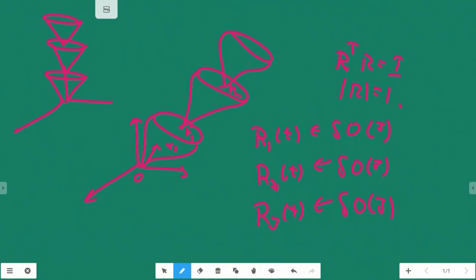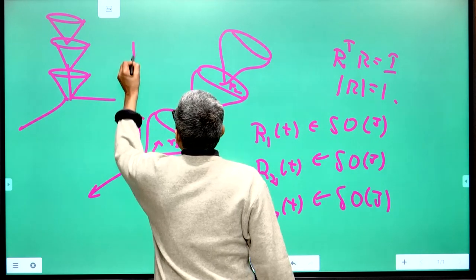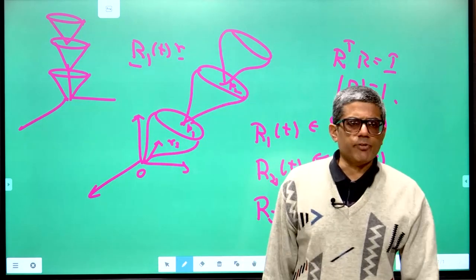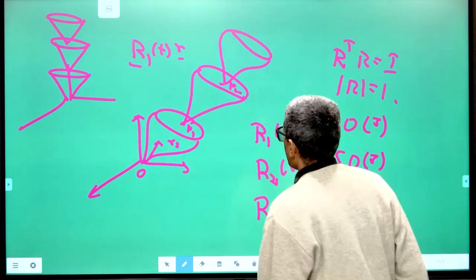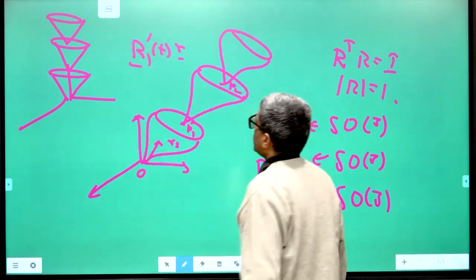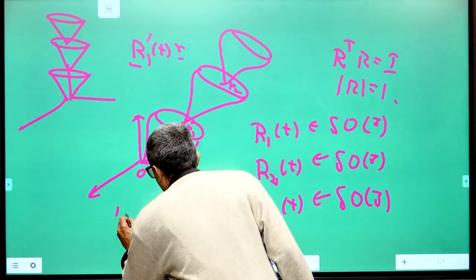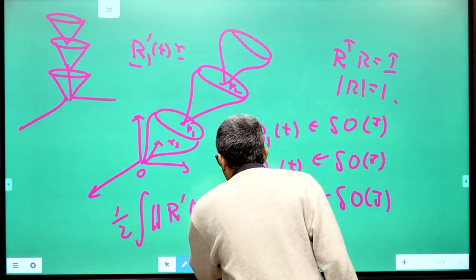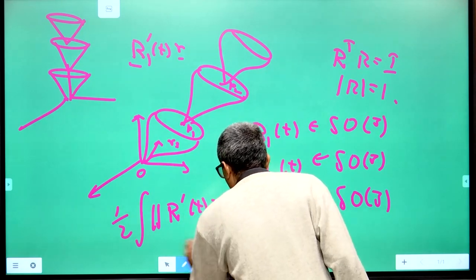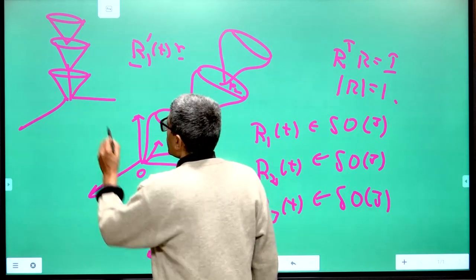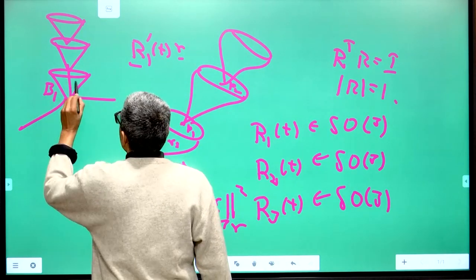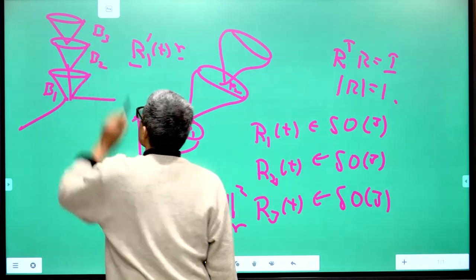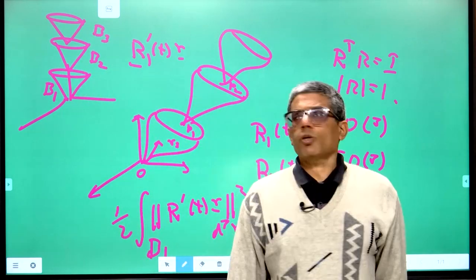Now, after time t, any point on the first link moves to the point R1(t) multiplied by r. I take a point r within the first link, and after time t it moves to the point R1(t) r, and so its velocity is given by this, and its kinetic energy will be given by half the integral of the magnitude of the velocity, norm of R1'(t) r squared, d3r over the first link, namely the body of the first link B1. B1 is the region at time t equal to 0 occupied by the first link, B2 is the region at time t equal to 0 occupied by the second link, B3 is the region at time t equal to 0 occupied by the third link.